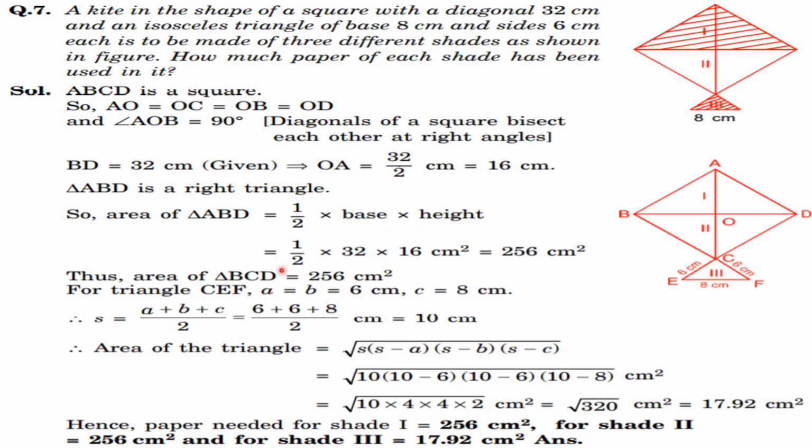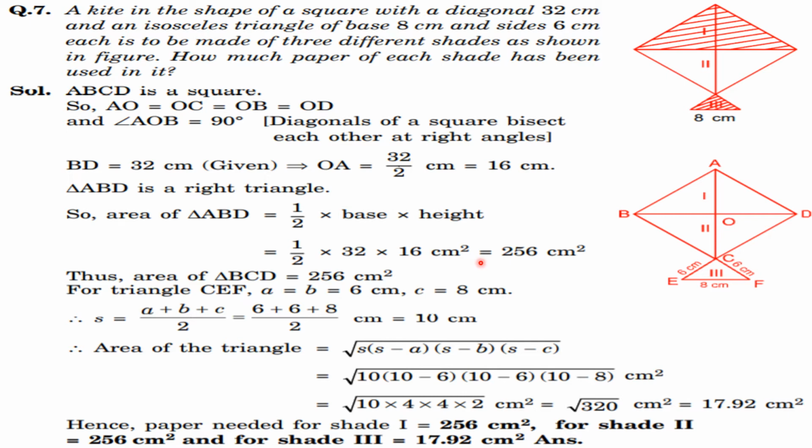That is equal to half into, what is base here? BD is base. So what is the value of BD here? 32 into height. What is the height here? OA. OA is the height of this triangle. So OA is 16 centimeters. So units is centimeter square, because this is area.